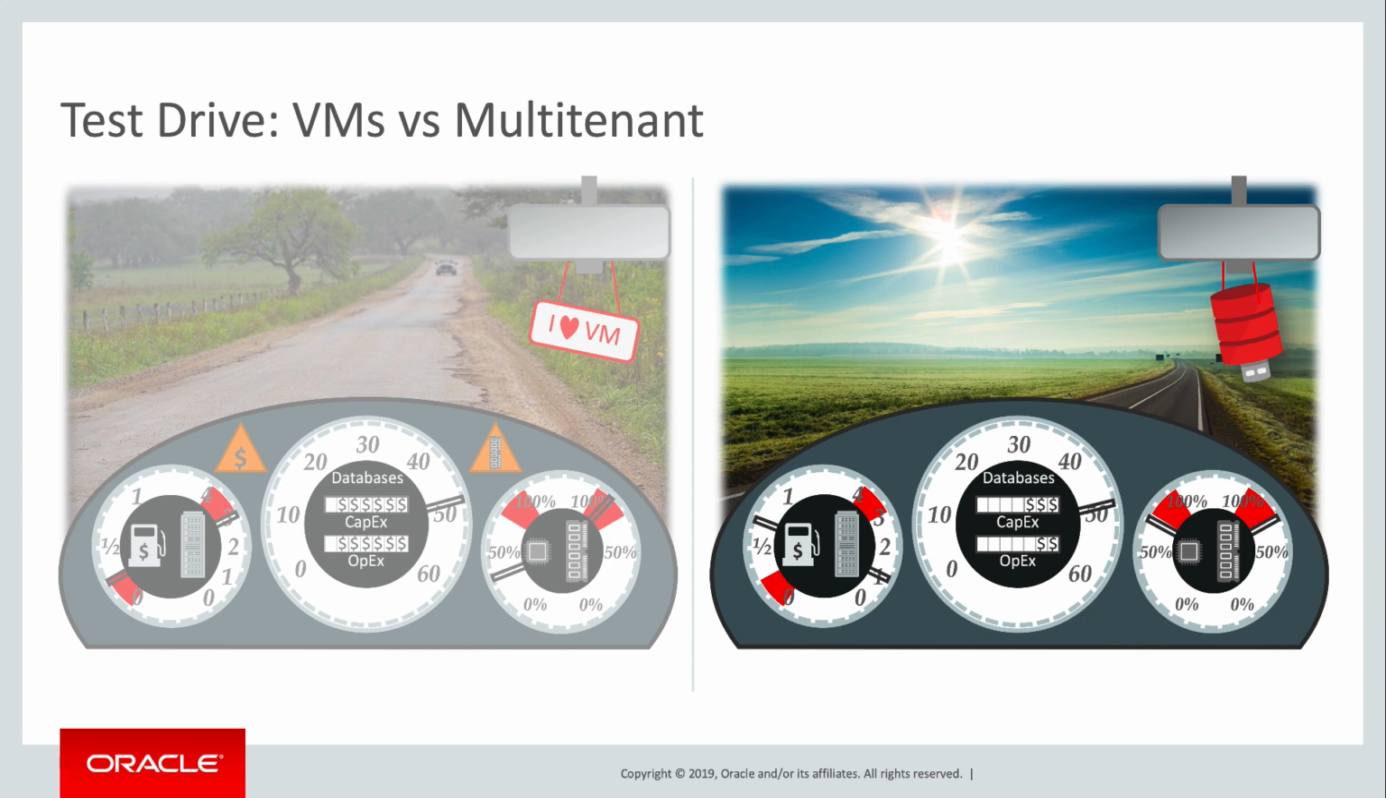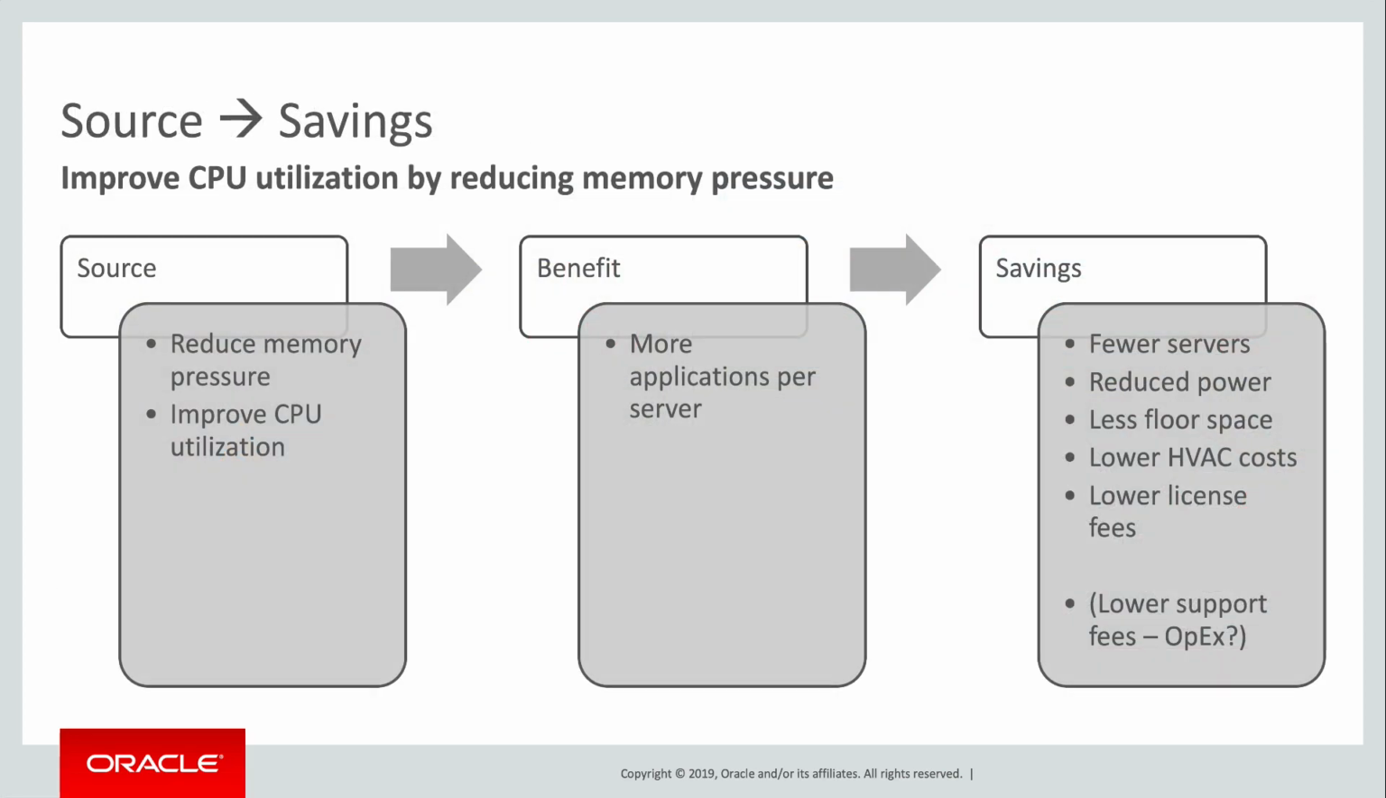By far, multi-tenant represents both the smoothest drive and the lowest cost. Again, the key point is that by reducing memory pressure, multi-tenant allows for far better CPU utilization. In turn, significantly fewer servers are required to process the same workload.